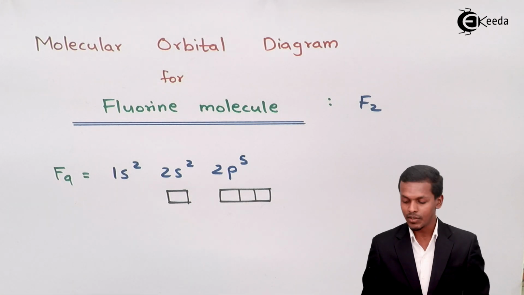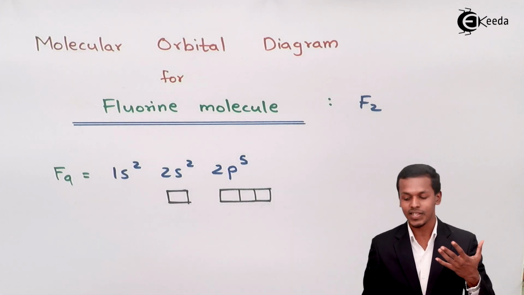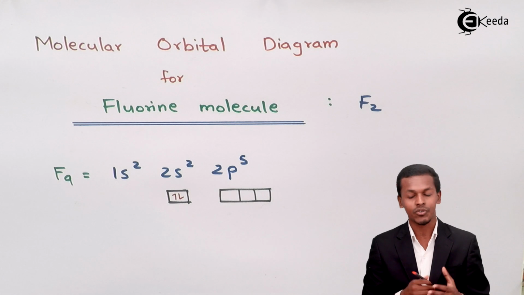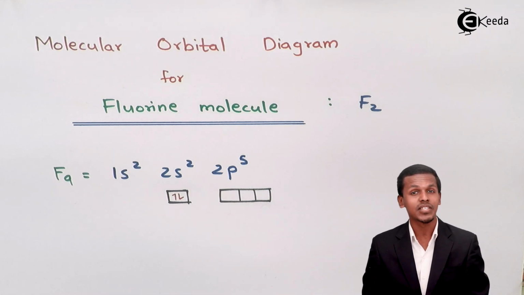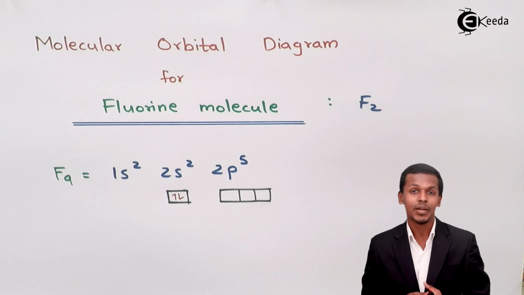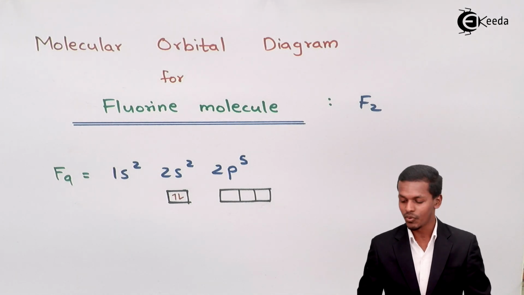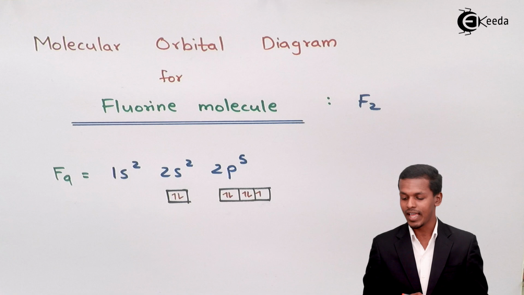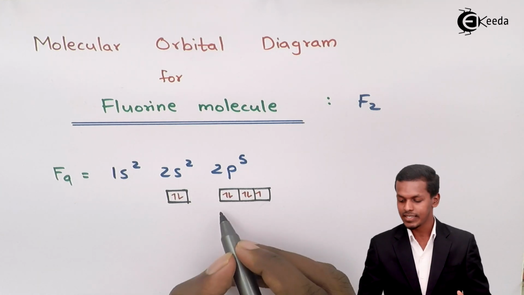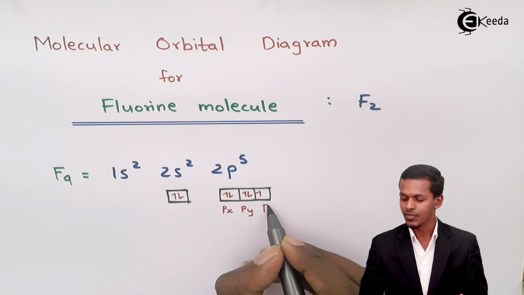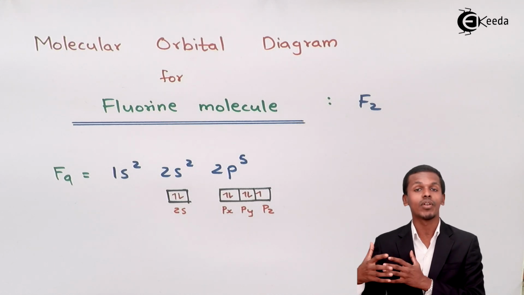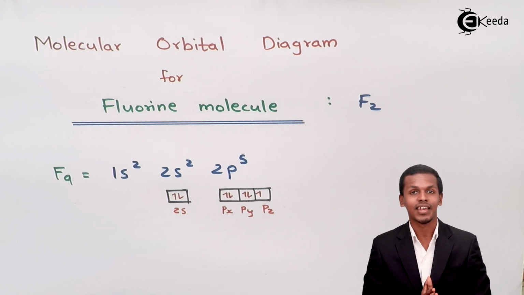Now let us fill in the electrons present in the outermost shell. In the S subshell there are 2 electrons, so I am filling in 2 electrons. The P subshell consists of 5 electrons, and these are filled according to Hund's multiplicity principle, like 1, 2, 3, 4 and 5. So let me represent this one as Px, this one as Py, and this one as Pz, while this one is the 2s orbital. This will be very helpful as a reference in making the atomic orbital diagrams and the molecular orbital diagram of the fluorine molecule.